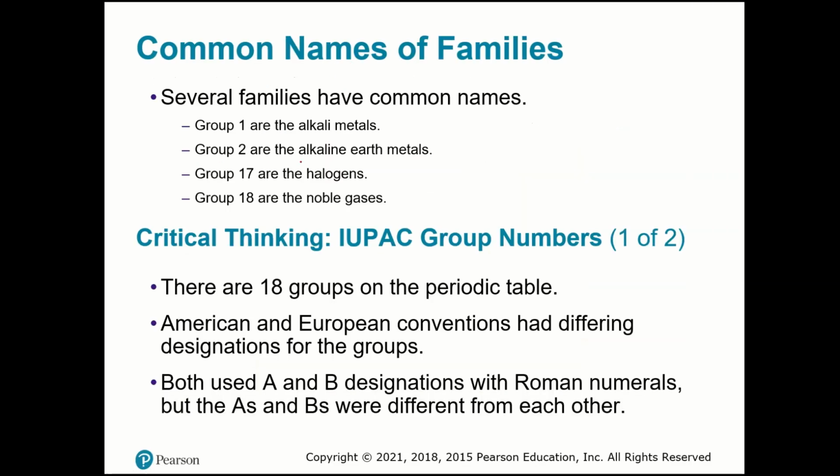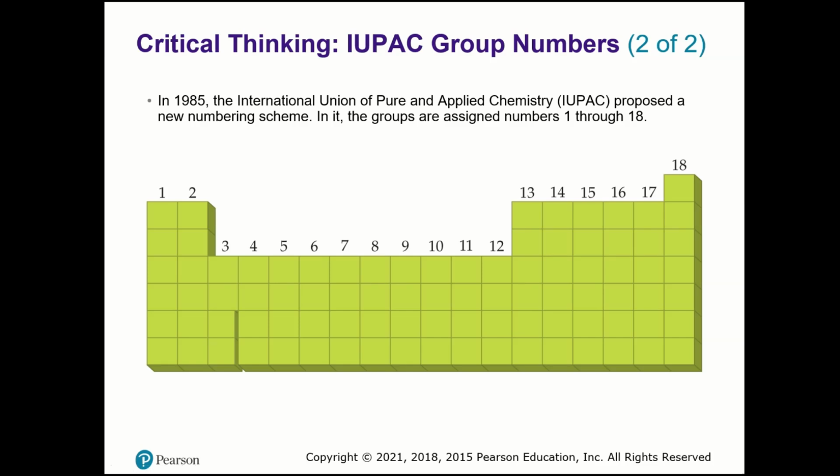Okay? Several families have common names. Group 1 are the alkali metals, as I said before. Group 2, alkaline earth metals, group 17 are the halogens, and group 18 the noble gases. There are 18 groups on the periodic table. American and European conventions had different designations for the groups. Both use A and B designations with Roman numerals, but the As and Bs were different from each other. So in 1985, the International Union of Pure and Applied Chemistry, IUPAC, we already talked about that before, proposed a new numbering scheme. In it, the groups are assigned numbers 1 through 18. Okay?